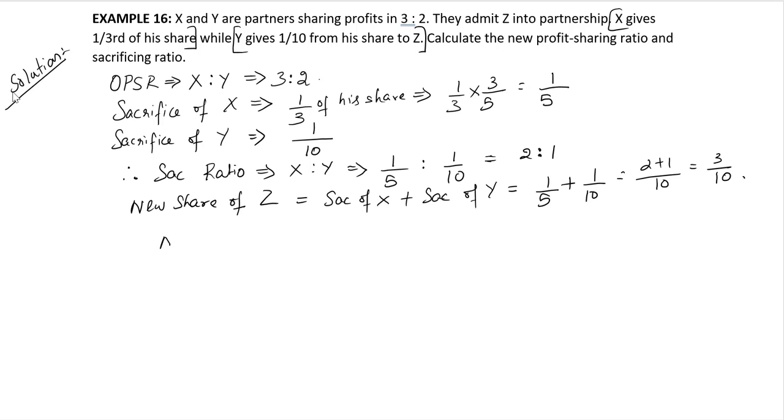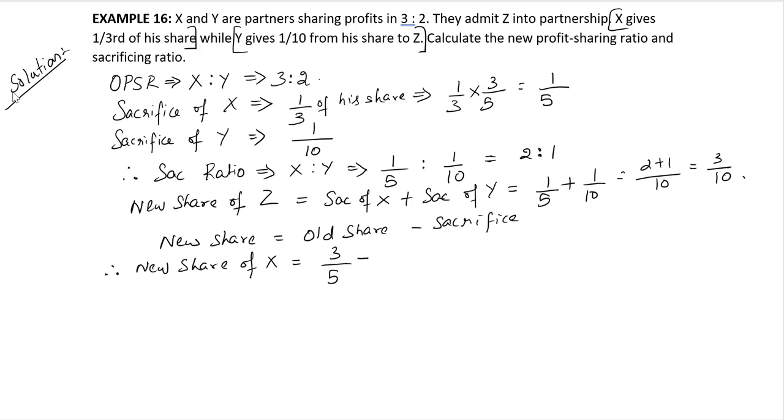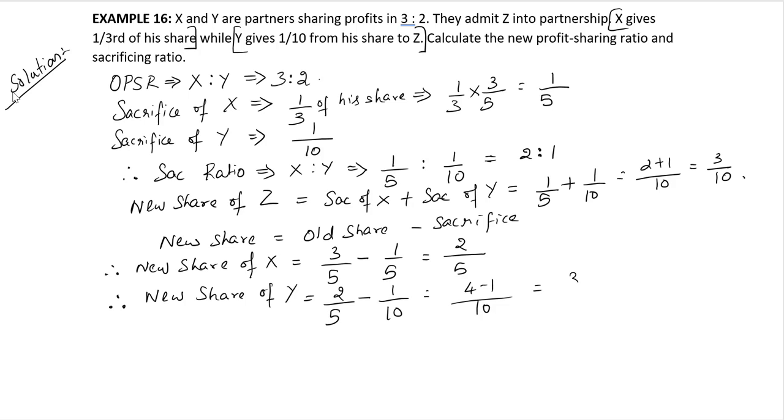Now to get the new share of X and Y, we'll apply the formula. New share is equal to old share minus the sacrifice. Applying the formula, new share of partner X is equal to his old share, which is 3 by 5, minus his sacrifice, which is 1 divided by 5, and we get the new share of X as 2 divided by 5. Similarly, new share of partner Y is equal to his old share, which is 2 divided by 5, minus his sacrifice, which is 1 divided by 10, which comes up to 3 divided by 10.